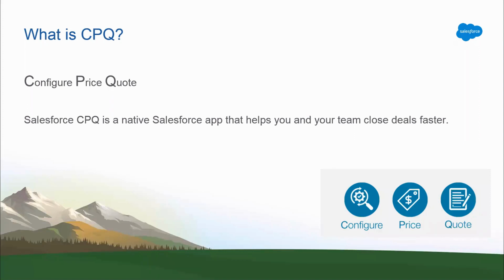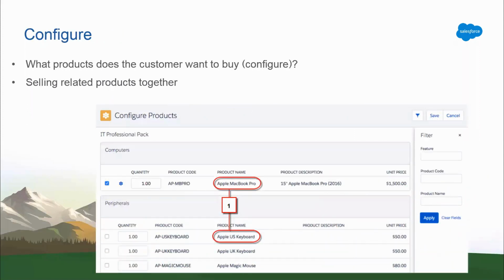Okay. So now let's understand CPQ more clearly. Configure here means what products the customer wants to buy. According to this, CPQ will use smart rules to make sure your sales reps sell related products together. And not only that, you can also show related offers and promotions.